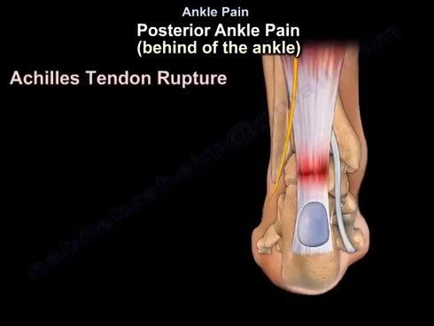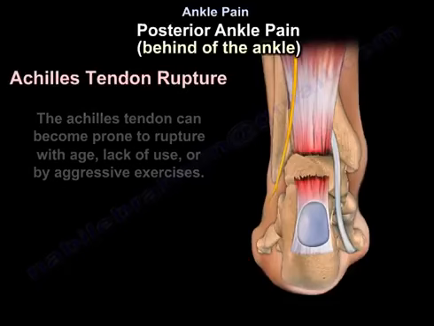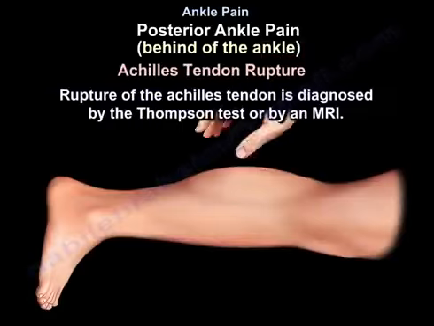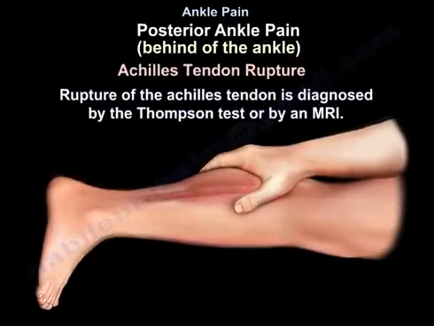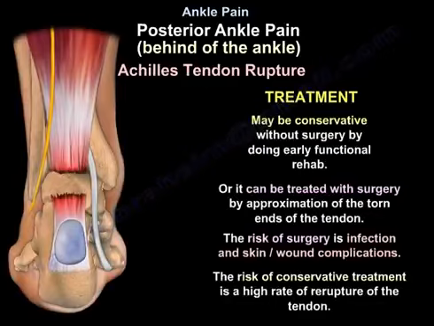Achilles tendon rupture. The Achilles tendon can become prone to rupture with age, lack of use, or by aggressive exercises. Rupture is diagnosed by Thompson test or by an MRI. Treatment may be conservative without surgery by doing early functional rehab, or it can be treated with surgery. Surgery is done by approximation of the torn ends. The risk of surgery is infection and skin and wound complications. The risk of conservative treatment is high rate of re-rupture of the tendon.